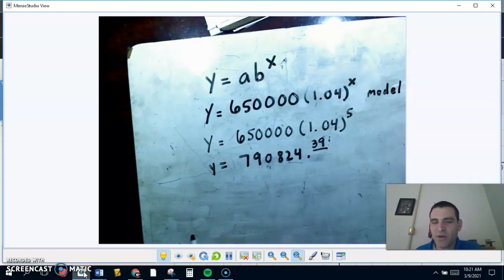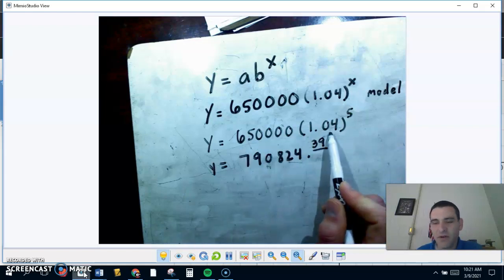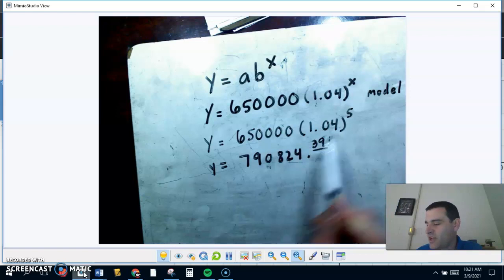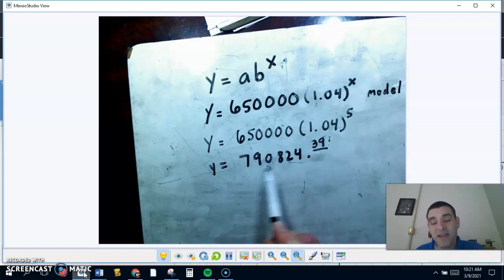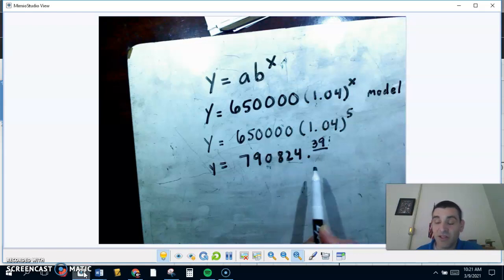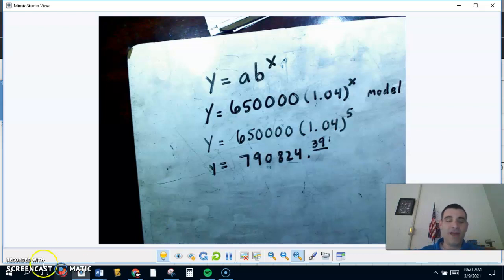Make sure your answer is reasonable. Of course, it should be bigger than 650,000, but with a growth of only 4%, it's not going to be tremendously more than that. So if you get a number that's way up in the billions or something, you know something's wrong. If you went backwards and got smaller, you know something's wrong, etc. So be wary of that.